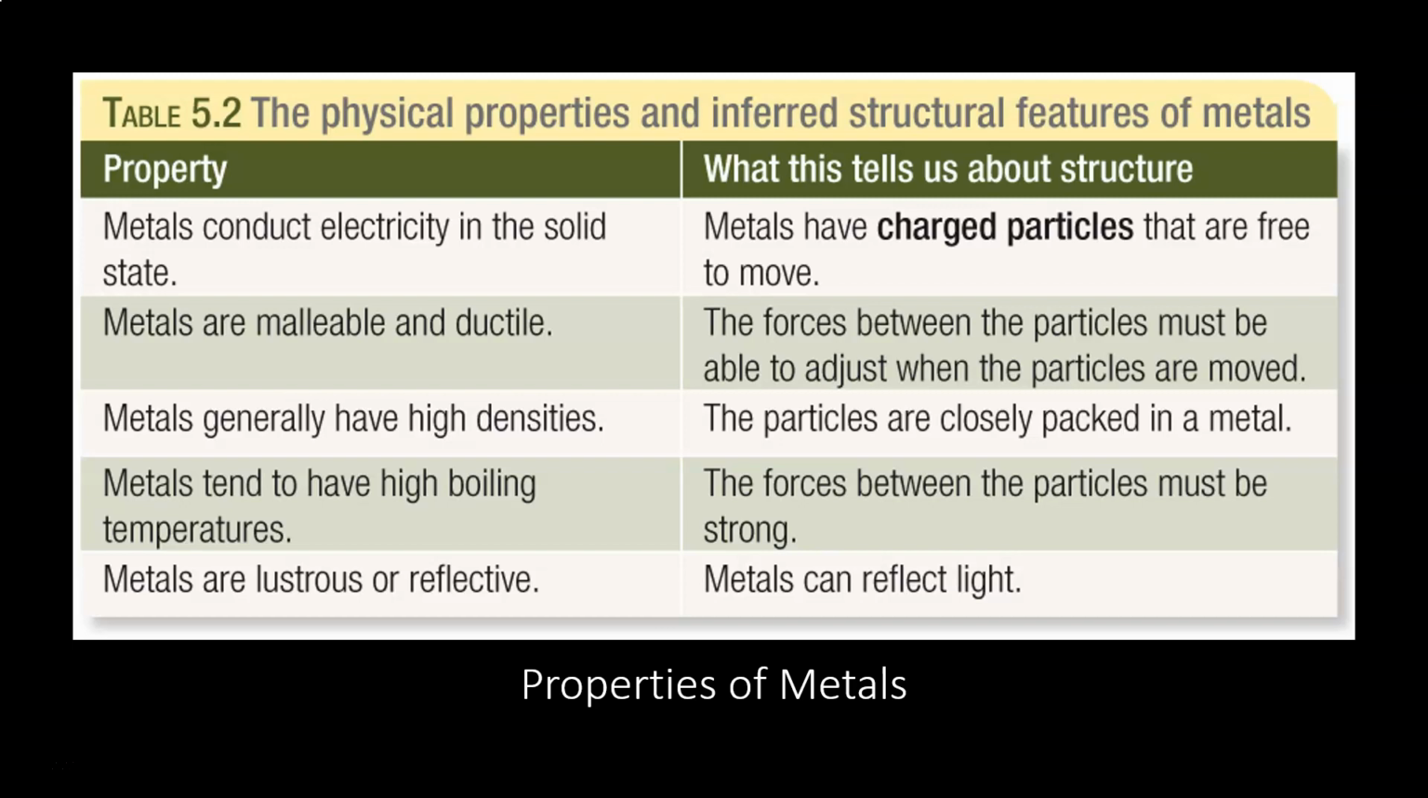Metals conduct electricity in the solid state, and this is because they have those free electrons between the particles that pass the electricity through the solid. They're malleable and ductile, and this is because the forces between the particles must be able to adjust when the particles are moved. Metals are lustrous or reflective, meaning they can reflect light. It's just giving you the property and what it tells you about the structure.